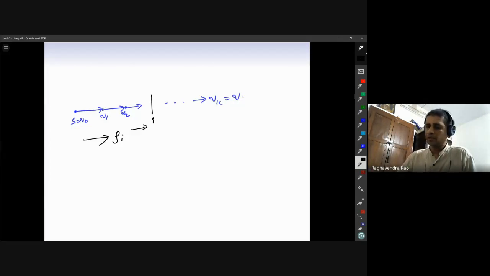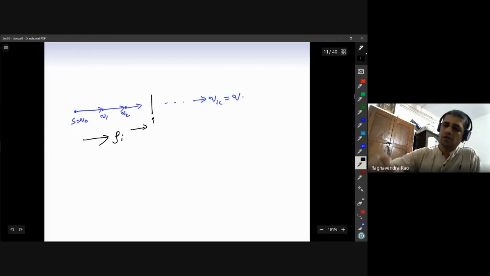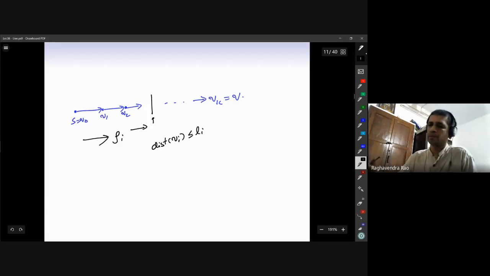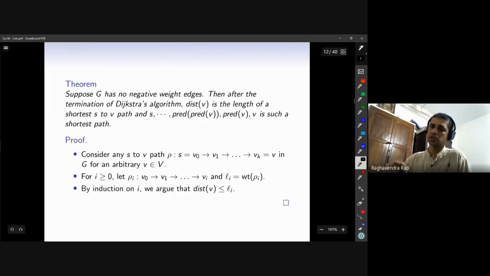Now by induction, we'll argue that distance of Vi is at most Li. Okay, so when we instantiate i equal to k, we get what we wanted to prove. So that in turn proves the theorem, at least part one of the theorem.